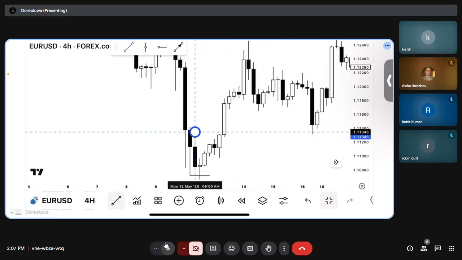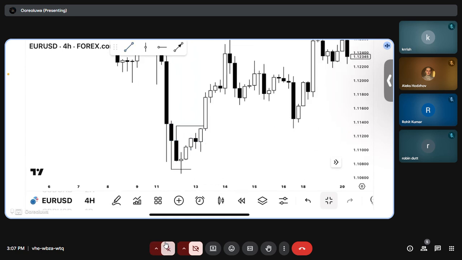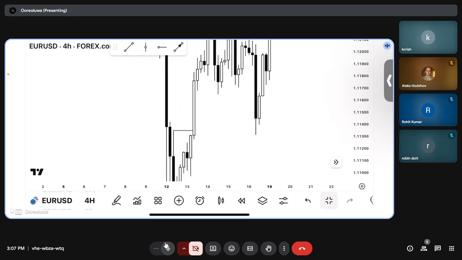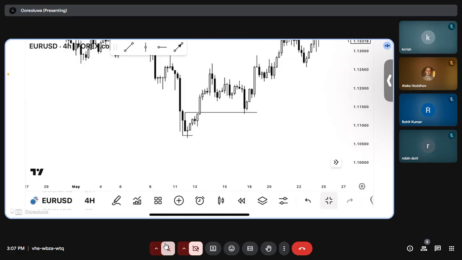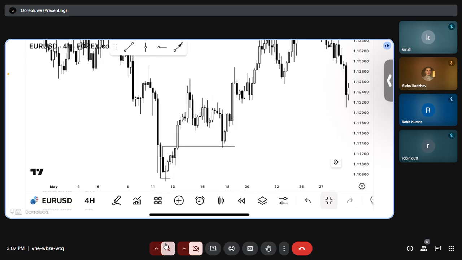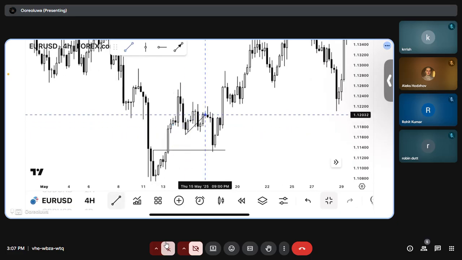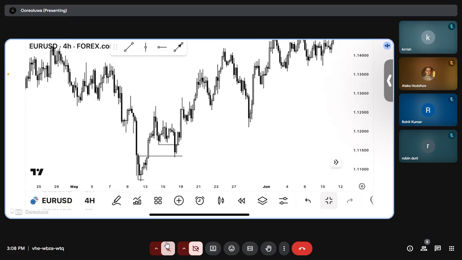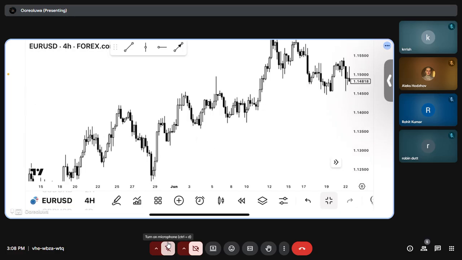Close above, right? Now I expect price to come back into that point. We came back into the point and boom to the upside, right? Then there was a range which confirmed it for a buy. You can see.